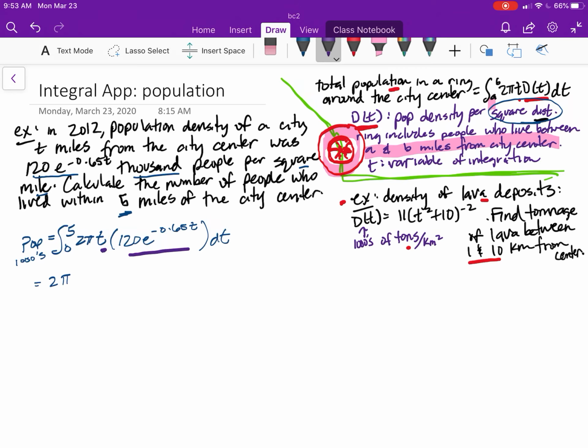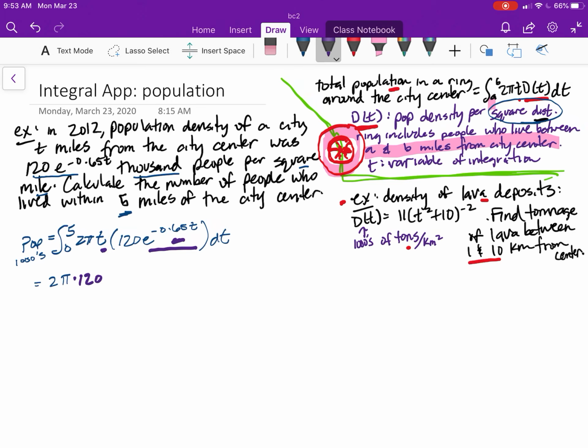So, well, actually, one more thing. This is all multiply, right? So let's pull out the 120 as well. Might as well. Okay. So now we only have that e function and the t. We can't use u substitution because e to the u du, right? The derivative of that is negative 0.65. I don't have that. So we have to do it by parts.